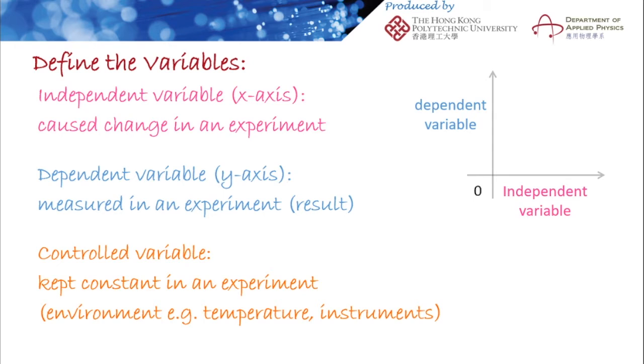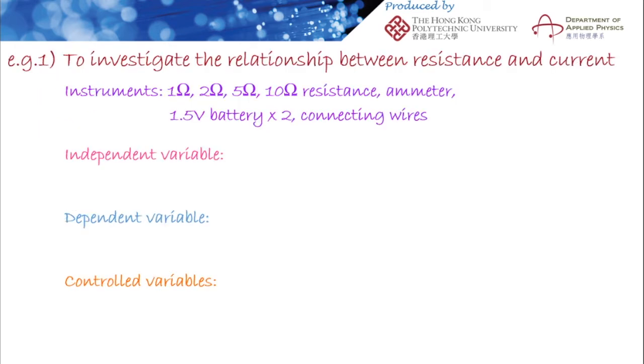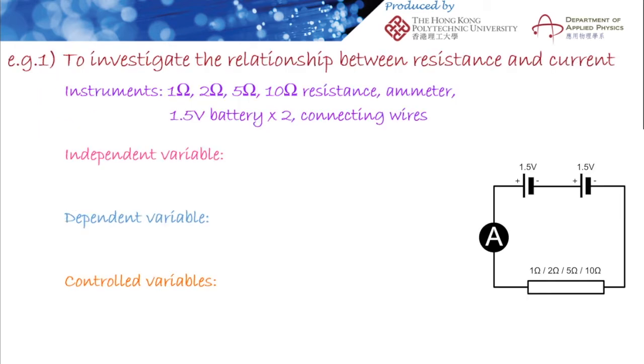Maybe we can use an example to further explain. In this case, we would like to investigate the relationship between resistance and the current. The following instruments will be used in this experiment. In this experiment, we collect different values of resistance in the circuit, and then measure the current of the circuit. The independent variable of this experiment is different resistance.